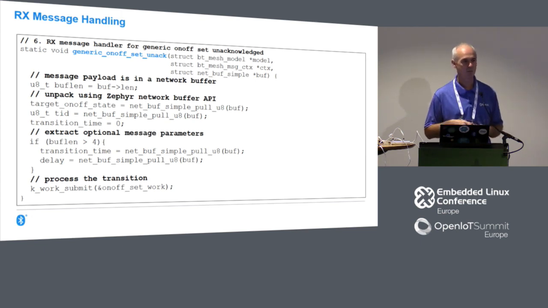You can see there's a parameter that clearly relates to the model, the type of model that's involved here. There's a context which has things like the source address and destination address in it. And there's a network buffer that contains the payload. That's the data that I want to process.